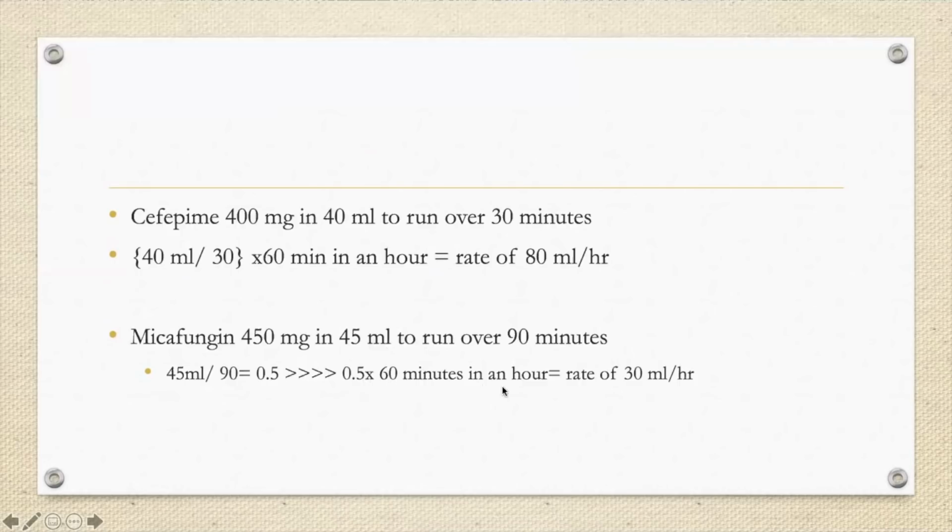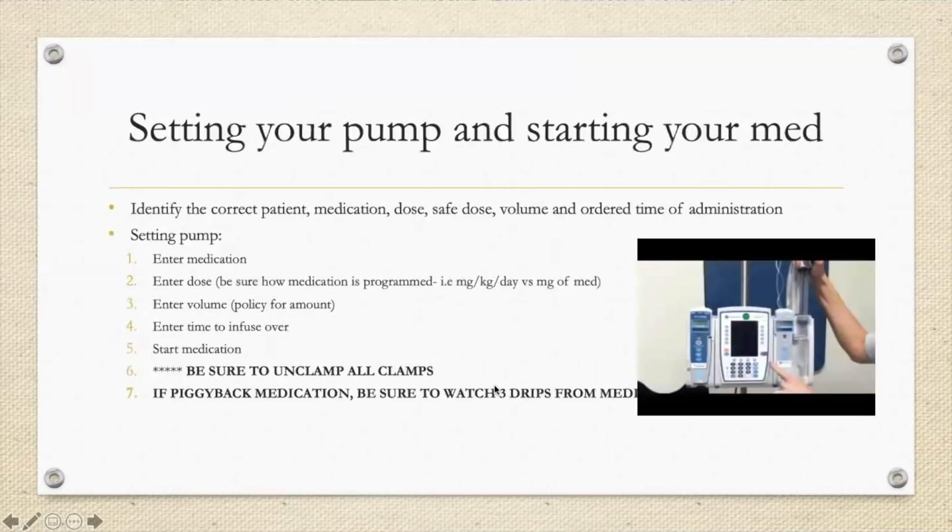0.5 times 60 minutes an hour, you're going to run it at a rate of 30 mils per hour. And if you think about it, that first hour, you're going to have 30 go in. The next hour, in just half of it, you're going to get 15, which is the 45 milliliters. So it is recommended that an infusion pump be used for administration of medication to pediatric patients.